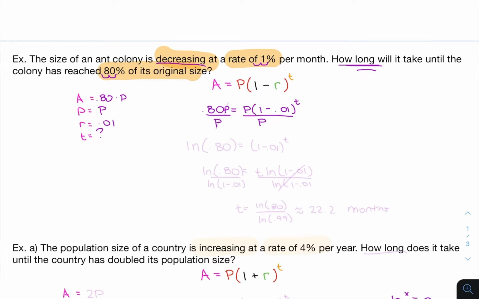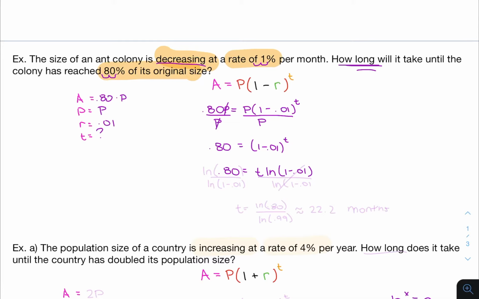Now, if we divide by p, we actually notice that the p's cancel out. So we're left with 0.80 equals 1 minus 0.01 to the t power. So if we apply the ln or log, whichever you decide to use, you will get 0.80 is equal to, I'm just going to bring the t up front since we know it has to come up, t ln of 1 minus 0.01.